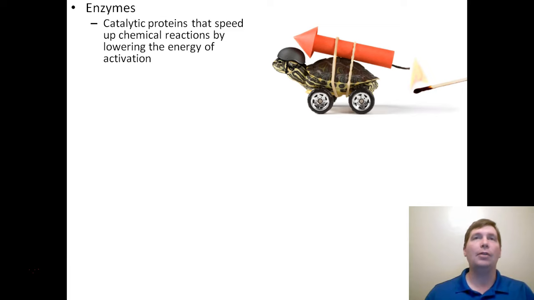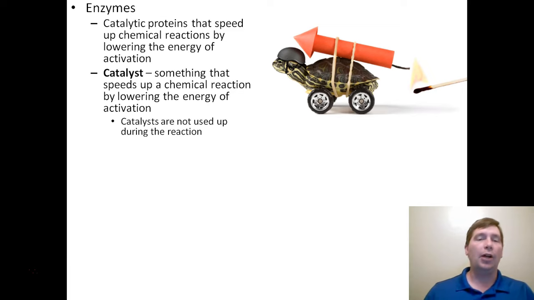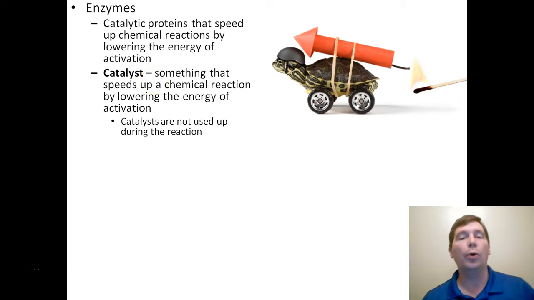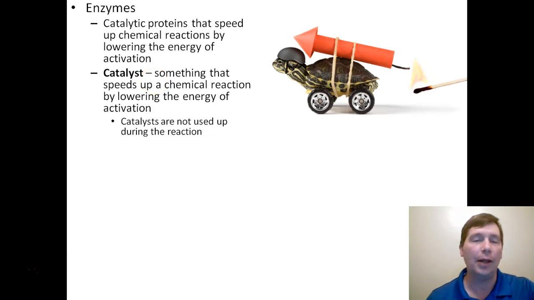So let's hammer out some vocab terms first. First off, a catalyst. A catalyst is something that's used to speed up a chemical reaction. And how it does it is by lowering the energy of activation. I'll teach you what that is in a second. So a catalyst is anything that can speed up a chemical reaction.